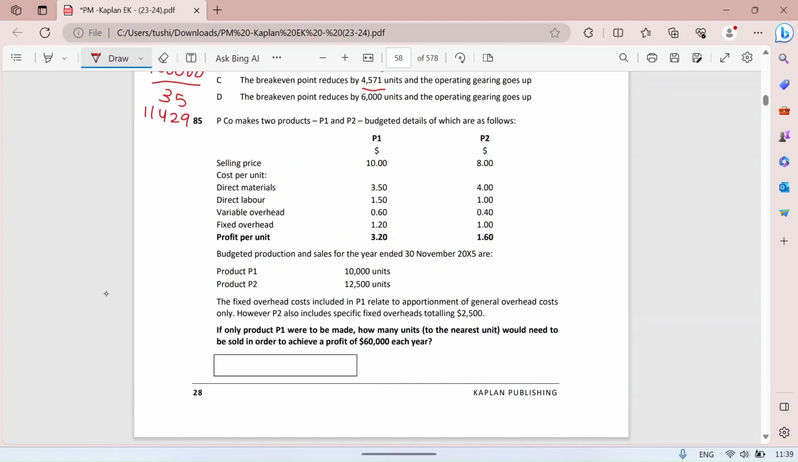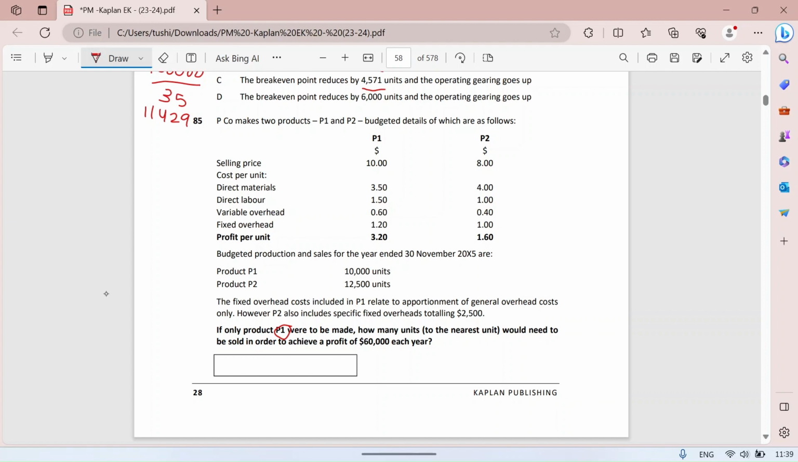P company makes two products, P1 and P2. The budgeted sales for which are also given to us. We have the selling price, cost per unit. If only product P1 were to be made, how many units to the nearest unit would need to be sold in order to achieve a profit of $60,000 per year?